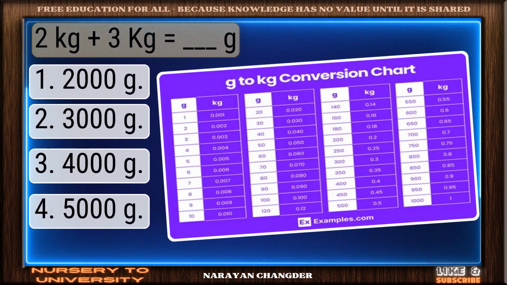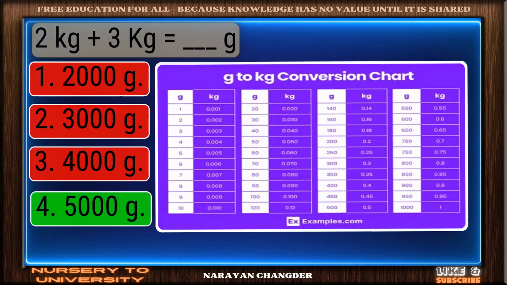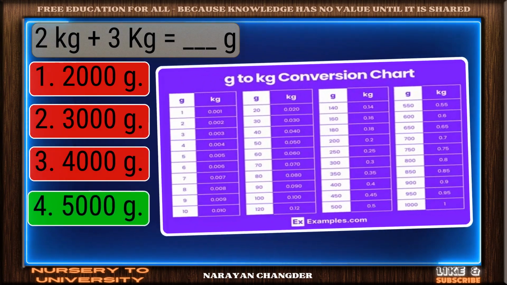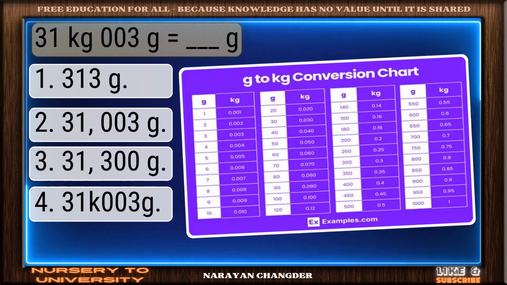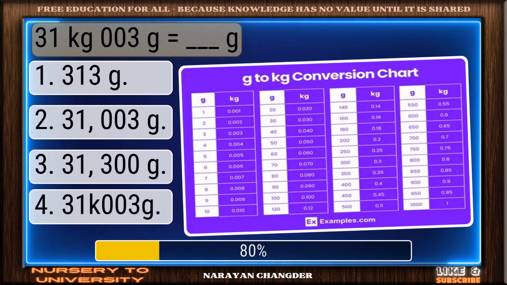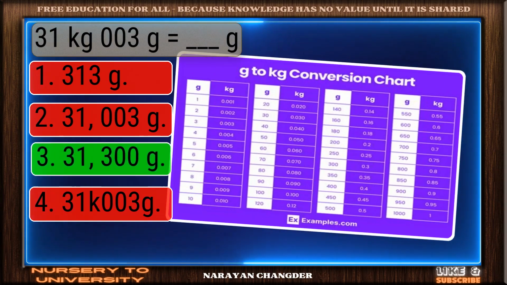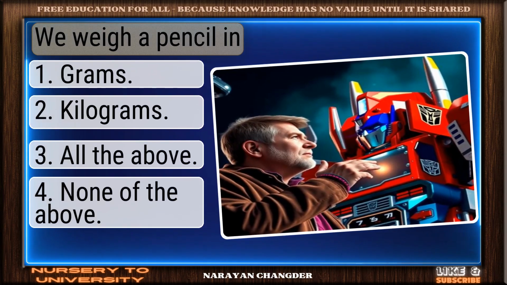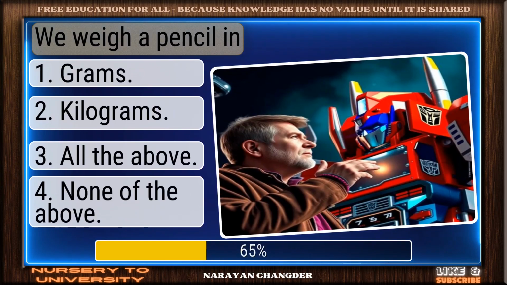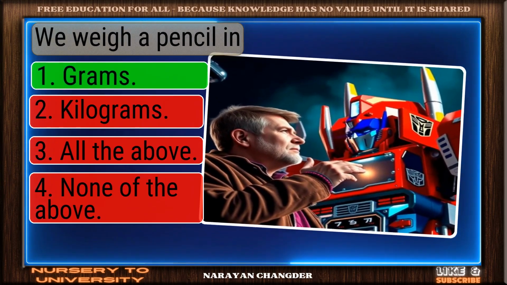2 kg plus 3 kg equal to dash g. You're right. 5000g is the correct answer. 31g free g equal to the dash gg. Solid response. 31300g is a valid choice. We weigh a pencil in. Well reasoned. Grams is the correct choice.